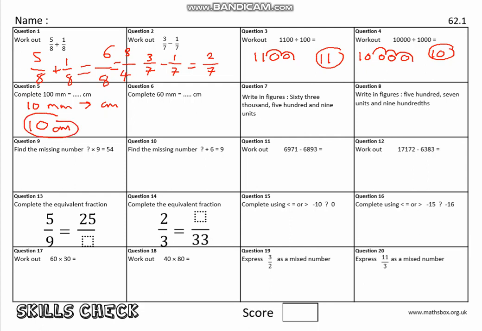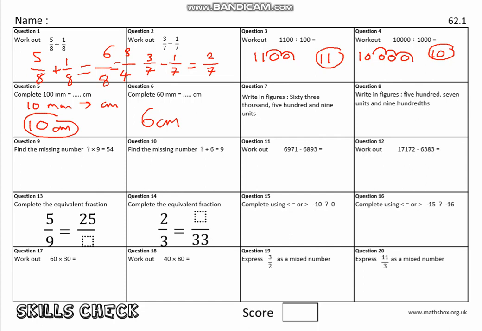Then it says complete 60 millimetres equals how many centimetres? So I just said 10 millimetres is 1 centimetre. Okay, so if 1 centimetre equals 10 millimetres, in order for me to get to 60, I have to times it by 6. So that means there are 6 centimetres in 60 millimetres.